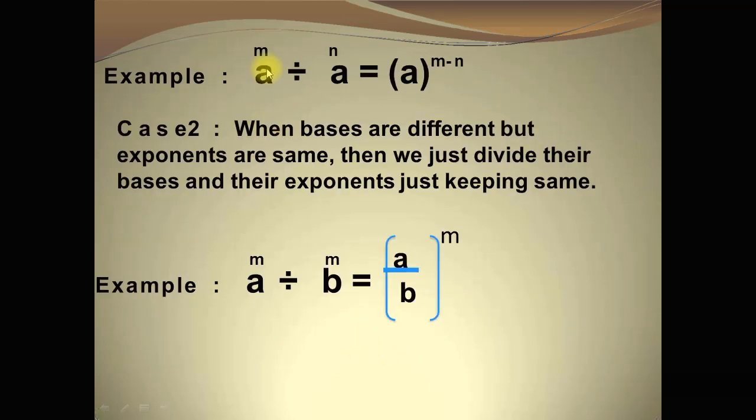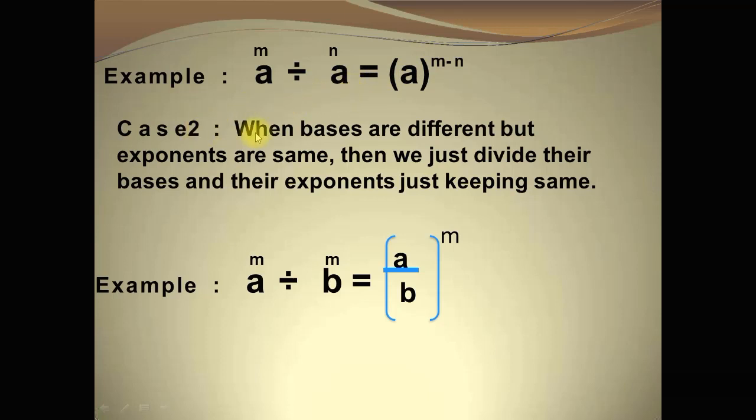So for example, in this example the bases are the same: a power m divided by a power n. Since the bases are the same and the exponents are different, we subtract the exponents and keep the base the same.